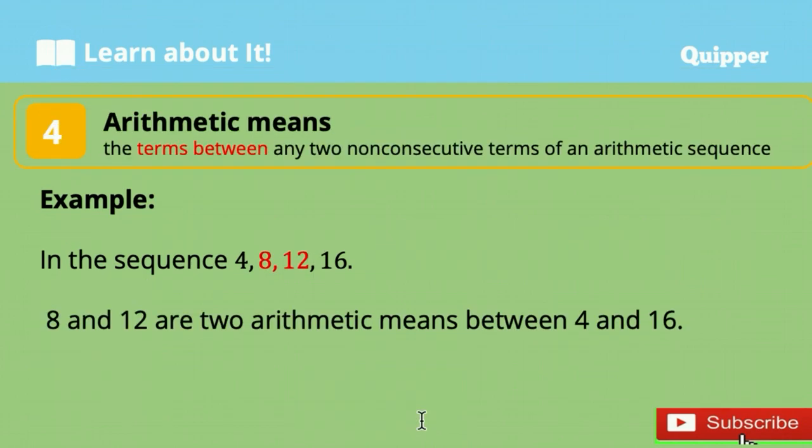Next, we have the arithmetic means. Arithmetic means are the terms between any two non-consecutive terms of an arithmetic sequence. For example, in the sequence 4, 8, 12, 16, 8 and 12 are the two arithmetic means between 4 and 16.